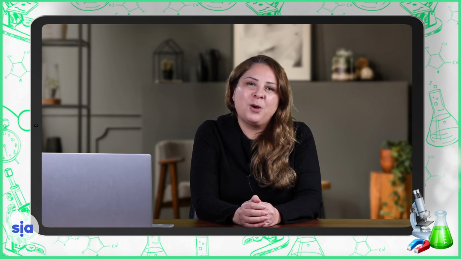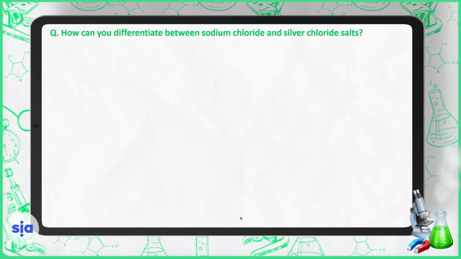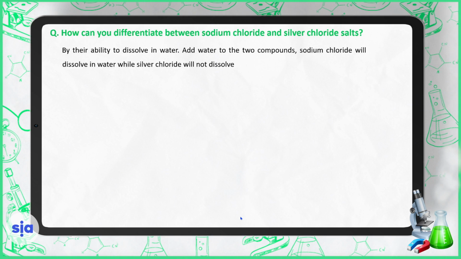Now it's time for questions. How can you differentiate between sodium chloride and silver chloride salts? By their ability to dissolve in water. Add water to the two compounds. Sodium chloride will dissolve in water, while silver chloride will not dissolve.